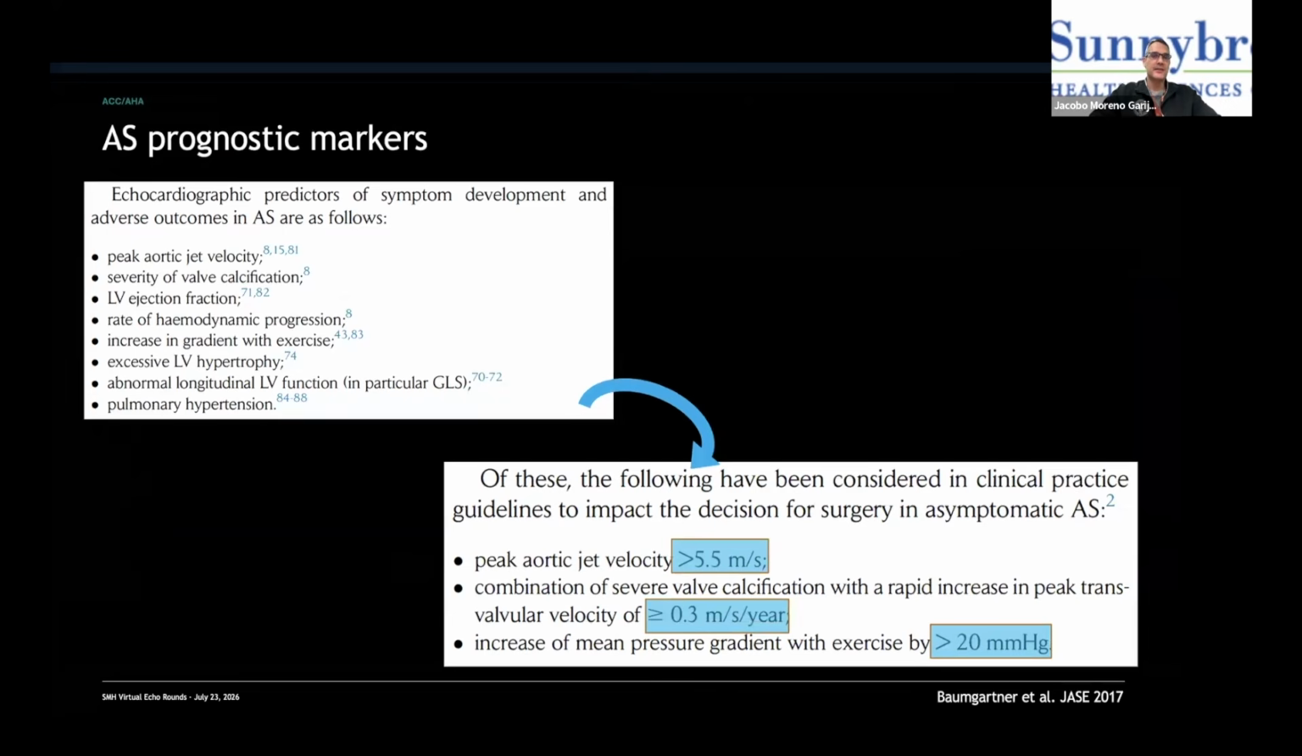An important thing that we take from the guidelines is that the best predictor for prognostic markers is the peak aortic velocity, especially when it's more than 5.5. Also when the transvalvular velocity is increasing more than 0.3 meters per second per year, and when the increase of the mean pressure gradient with exercise goes more than 20 mmHg. Those are things that are going to help us make that decision too.